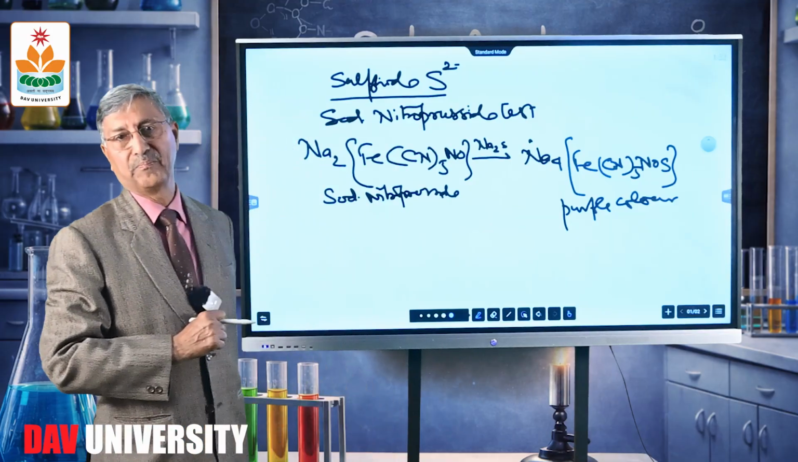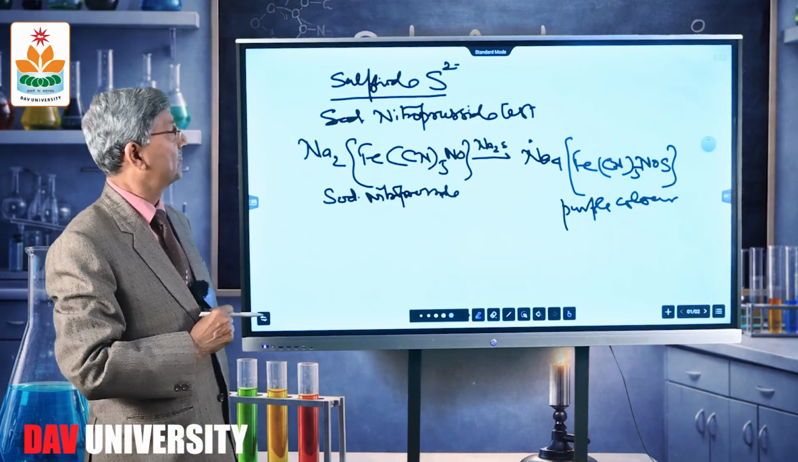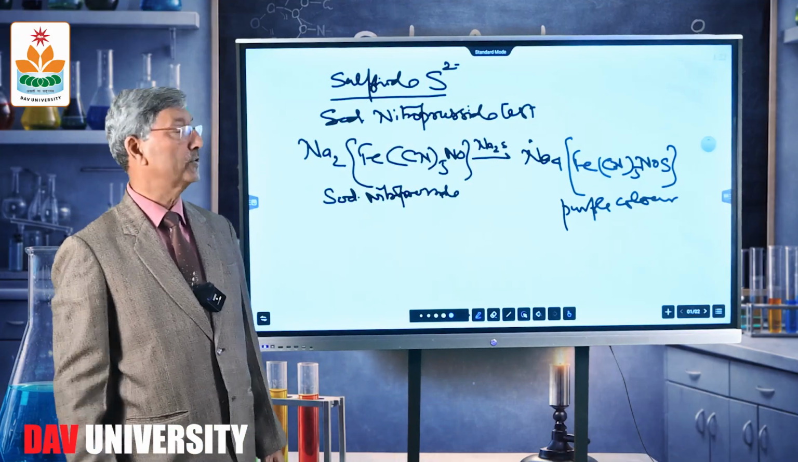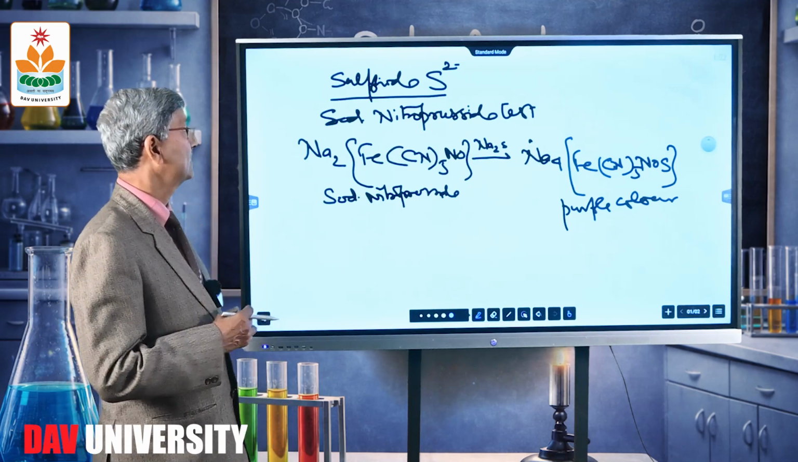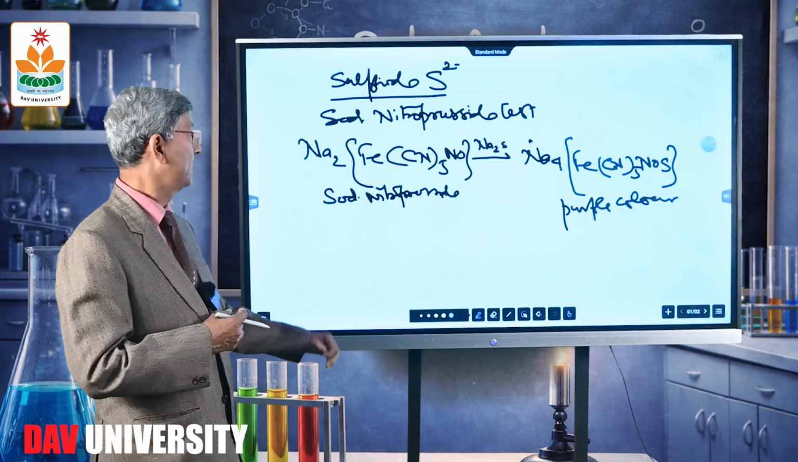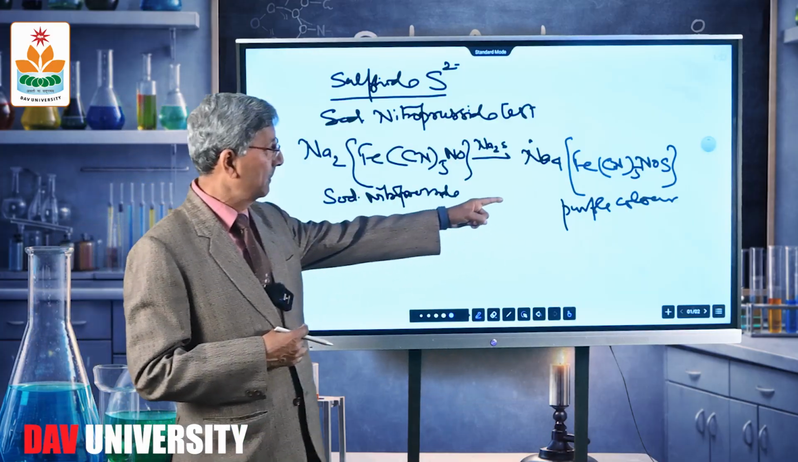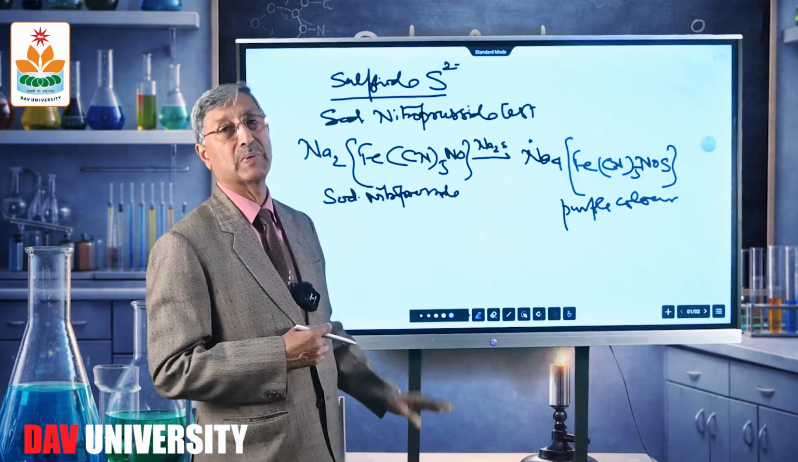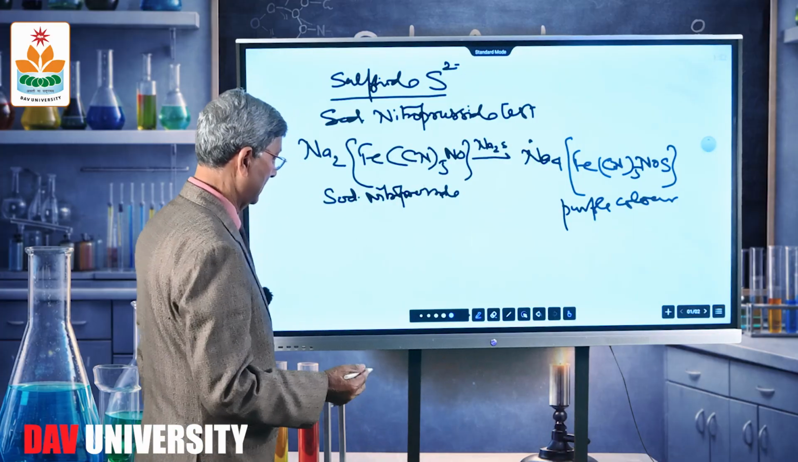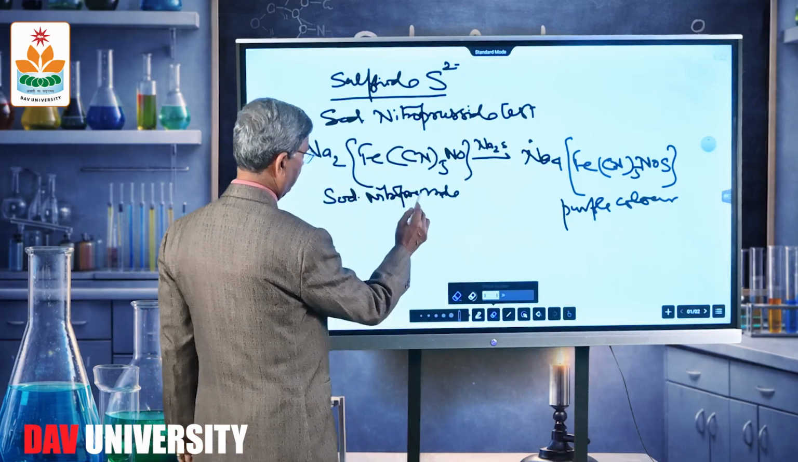So what is the test? To the salt solution, maybe salt solution or maybe your soda extract, we add a few drops of acetic acid, heat it, cool it, then we add sodium nitroprusside. If purple coloration appears, it indicates that sulfide is present. So this is another confirmatory test of sulfide.